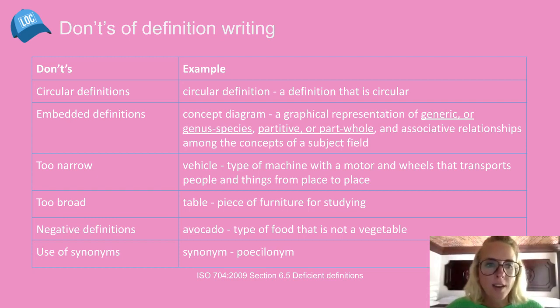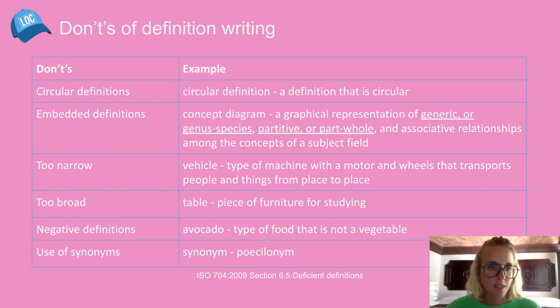Definitions that are too broad have characteristics selected to describe the concept that allow for concepts that should not be part of the extension. So in this case, if we define table as a piece of furniture for studying, a desk would satisfy the definition, but a desk is not technically a table.